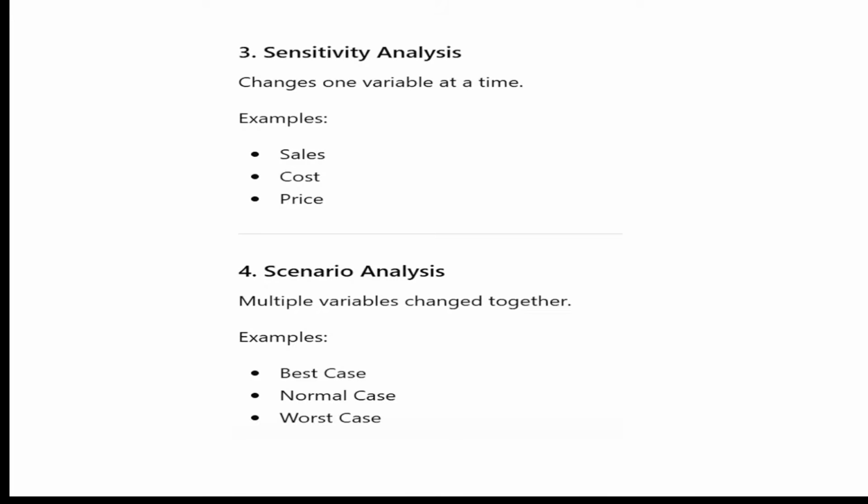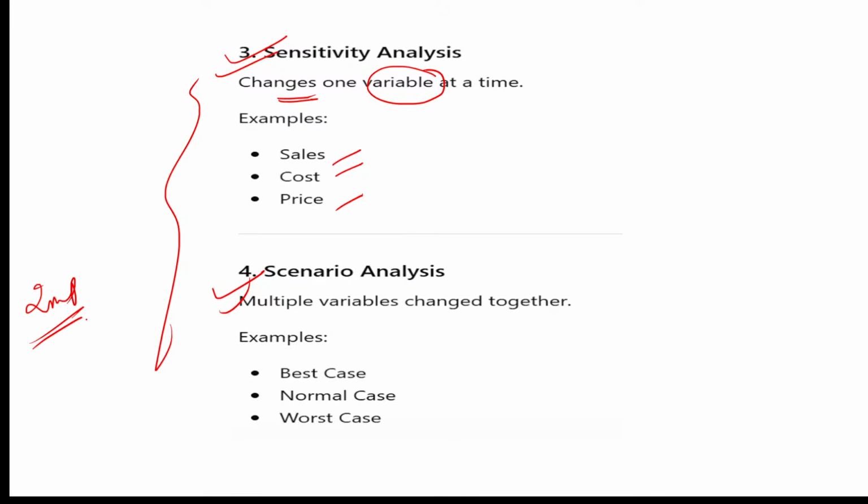It changes one variable at a time. So whenever you have more than one variable, you have multiple variables, but in this case one variable is changed at a time. For example, sales, cost, price. Then you have scenario analysis. Very important. Both of these are actually very important for theory purposes.